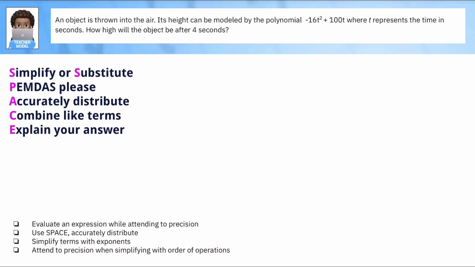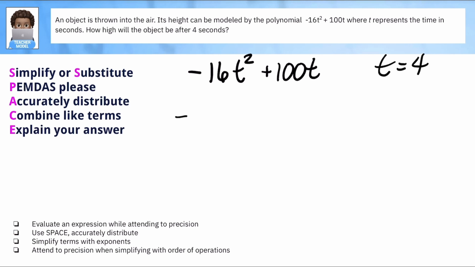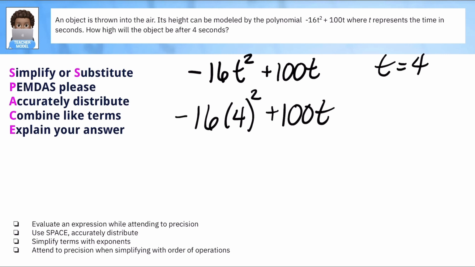All right, let's do our last one, and we have the same term as last time, negative 16t squared plus 100t, where t is equal to 4. So the first part, I have negative 16 times 4 squared plus 100t. So I just substituted. That was my very first step. Oh, sorry, let's substitute that second t equal to 4. All right, so there's nothing else in parentheses, so we have to do exponents next.